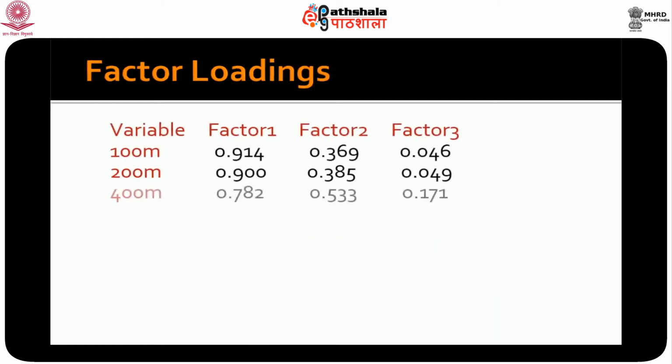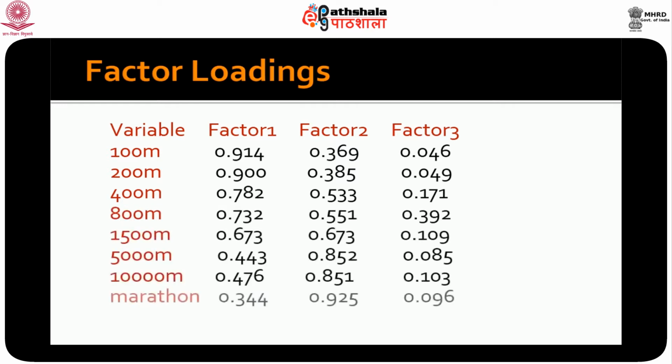Now, having done that, what are basically the factor loadings? The factor loadings, you can see for the first factor, it's 0.912 for 100 meters, 0.902 for the 200 meters, and so on and so forth, going to 0.476 for the 10,000 meters and 0.345 for the marathon. So, you can see that the loadings of the first factor are higher for the shorter races, whereas the loadings are much smaller for the longer races.